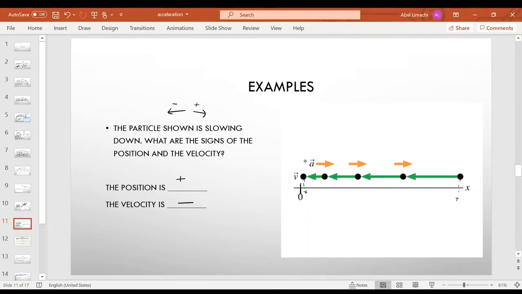Now, if it asks for the acceleration, you would say the acceleration is positive. If you didn't have this, and you only knew this, but it still said it's slowing down, you would have to know that the acceleration is going to be the opposite of the velocity because it's slowing down. They're taking away from each other. It's going to get closer to 0.